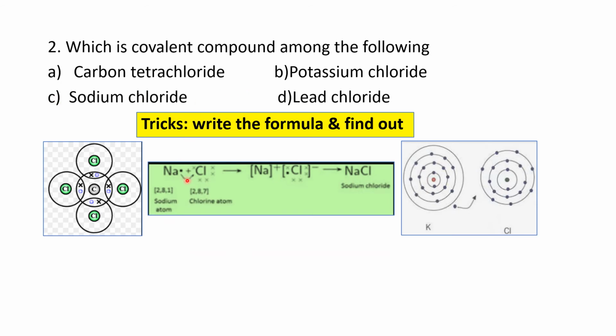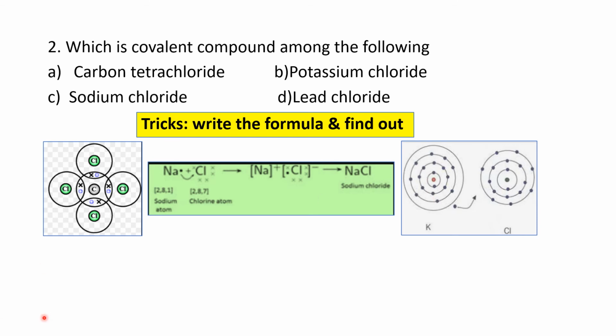Another one is sodium chloride. It has 11 electrons: 2, 8, 1. In the first shell 2, second shell 8, and another 1. Like this we can write it. For easy understanding, to get a better understanding, I am writing like this also. This gives 1 electron and becomes Na plus, and this accepts 1 and becomes Cl minus. So sodium chloride, both are ionic compounds.